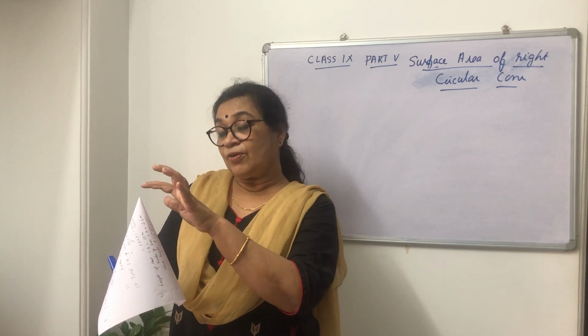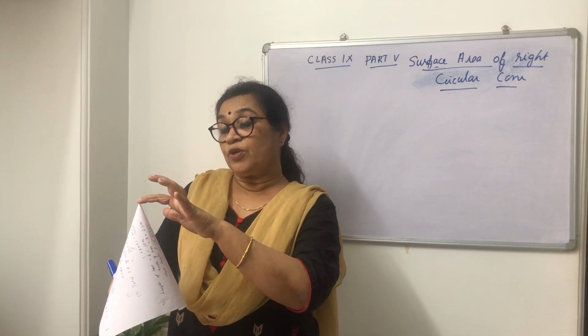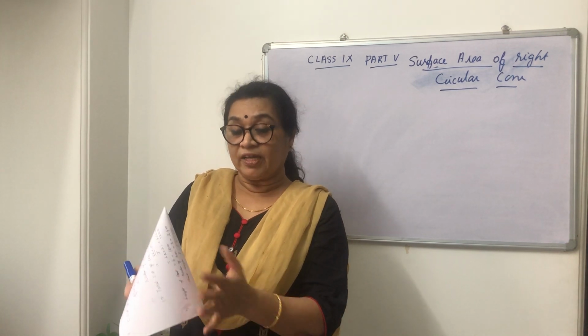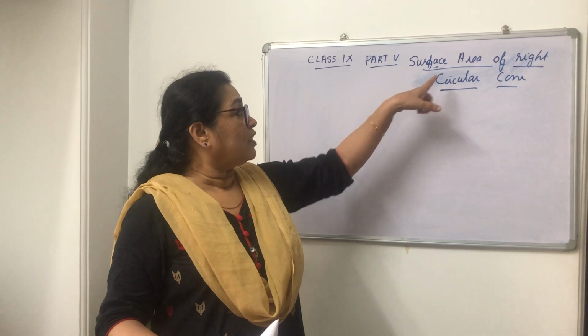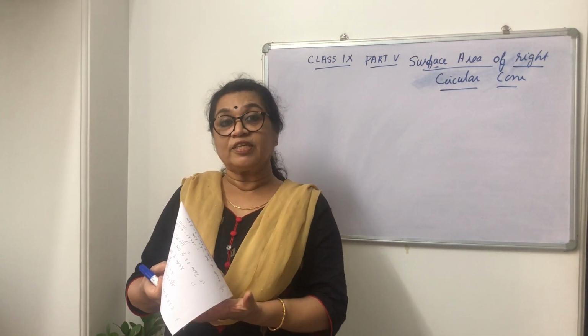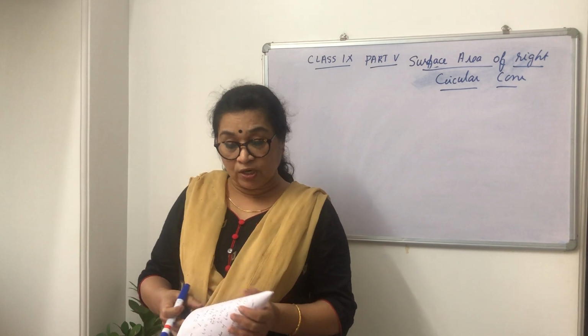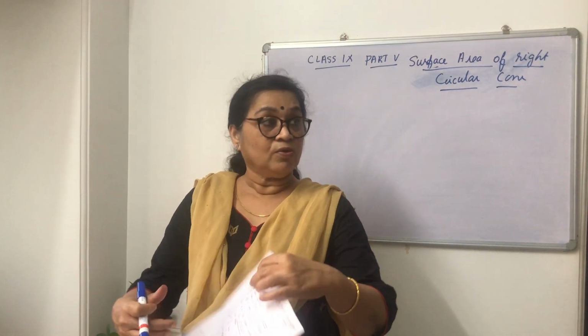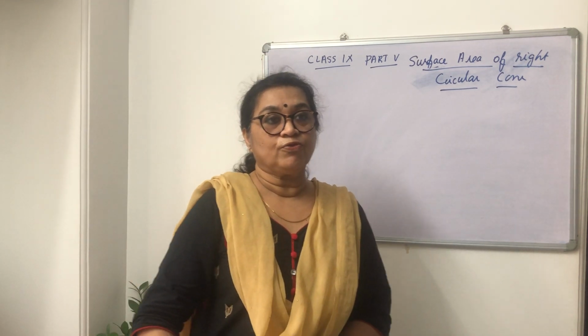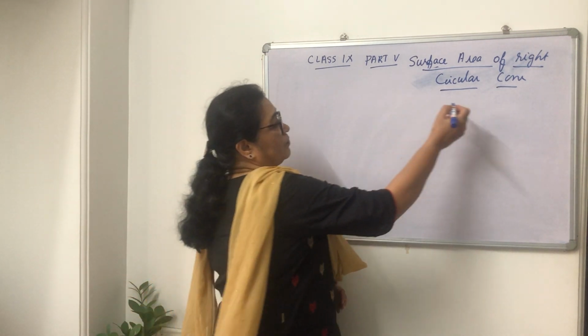If the line segment joining the vertex to the center of the base is perpendicular to the base, that is what is known as a right circular cone. If it is not perpendicular, it is not a right circular cone. So, the surface area of a circular cone.